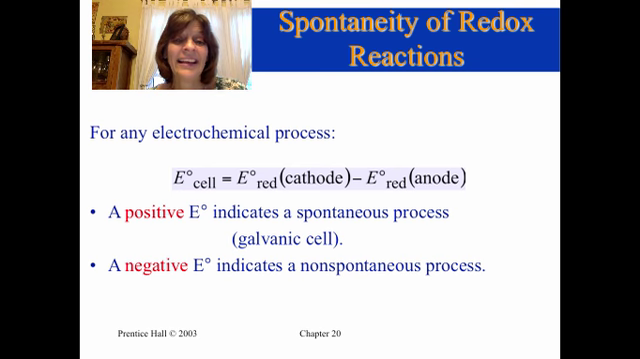Okay, so let's think about spontaneity a little bit. We'll get back to our delta G. We haven't talked about that in a while. For any electrochemical process, the E cell is the cathode minus the anode of the reduction potentials, and if you have a positive E, that's spontaneous. If you have a negative E, that is non-spontaneous. Tricky how they do that. The delta G's have the opposite sign, don't they?